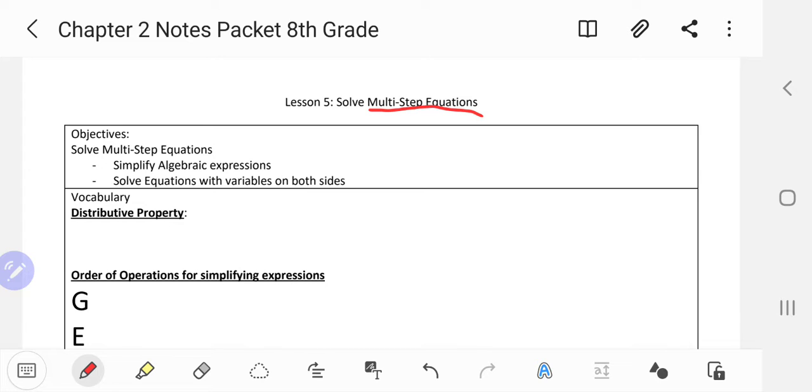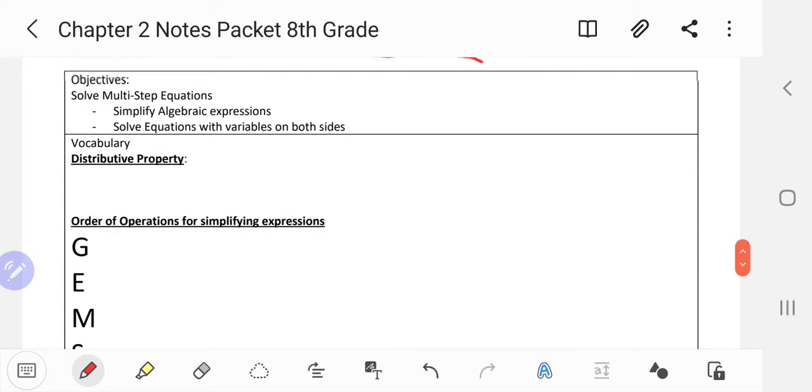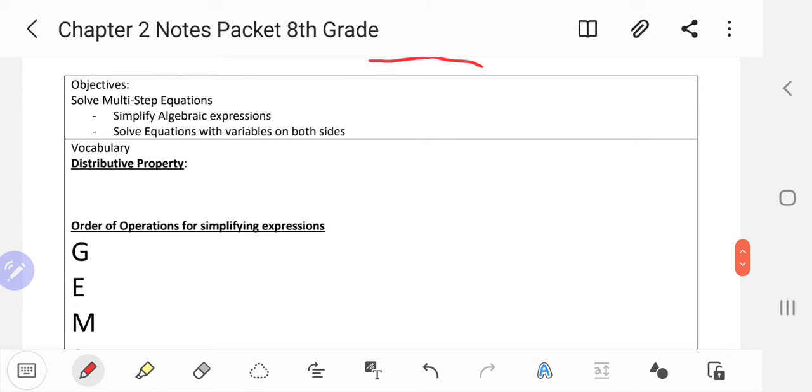I mean, this is a perfect time for this lesson because we have Thanksgiving and we can just sit around the table, eat our turkey, and be like, I'm so thankful for multi-step equations. All right? Yeah, right.